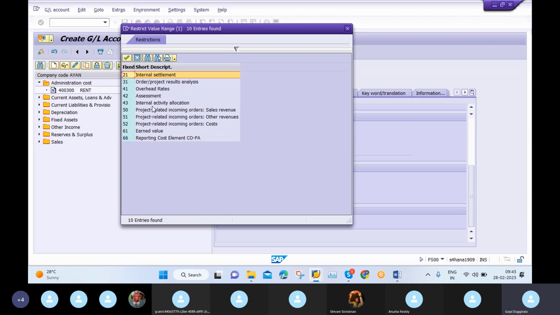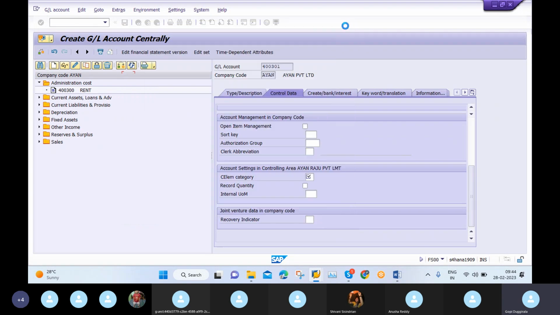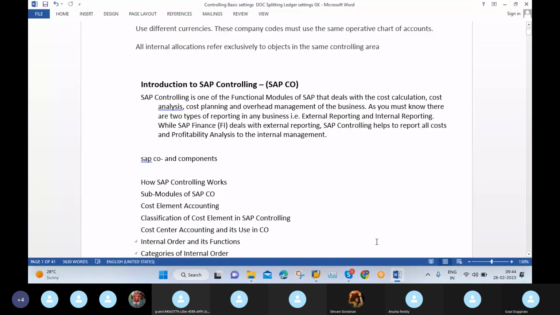They are asking what is the difference between ECC and SAP S4HANA at the time of GL creation, how you will create your cost elements in SAP S4HANA system, what is the difference between primary cost element and secondary cost element, and what cost element categories are available in primary cost elements and in secondary cost elements. These are all questions you can expect in our interview. Okay, so this is very important.